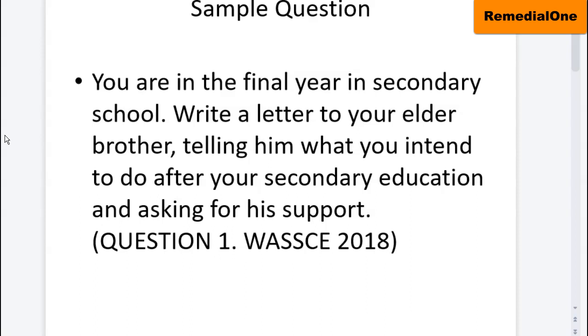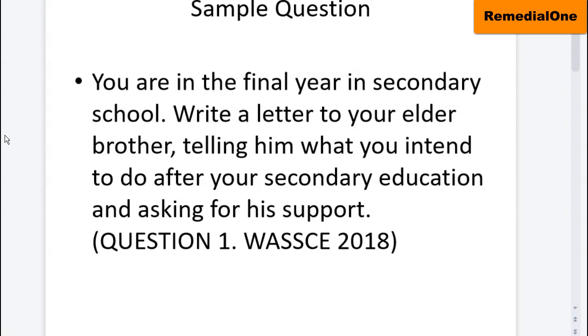Let's take the question again. You are in the final year in secondary school. Write a letter to your elder brother telling him what you intend to do after your secondary education and asking for his support. This is question number 1, WASSCE 2018. Now, let's look critically at this question. You need to reinterpret the question to yourself, ensuring you completely and totally understand it before you start putting anything down in terms of the plan.